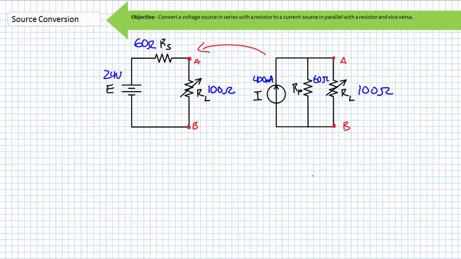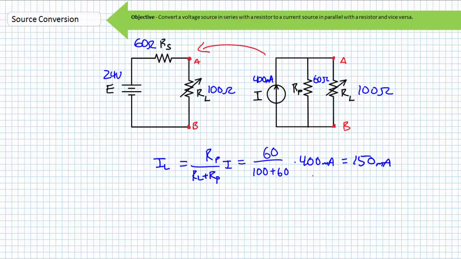From the perspective of the original 400 milliampere current source in parallel with a 60 ohm resistor, this is clearly a scenario befitting application of the CDR. This CDR is set up to solve for the current through the 100 ohm load resistor as follows. We find that 150 milliamperes of current travels through the 100 ohm load resistor when placed in parallel with a 60 ohm resistor and a 400 milliampere current source. We can use Ohm's law to solve for the voltage drop across the load resistor. Substituting in the necessary values, we find the current source configuration induces a 15 volt drop.